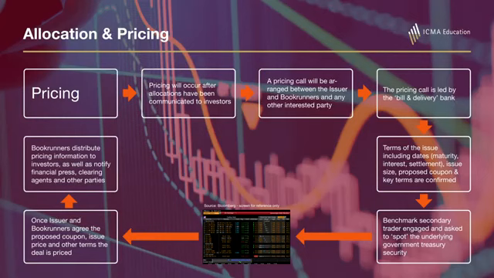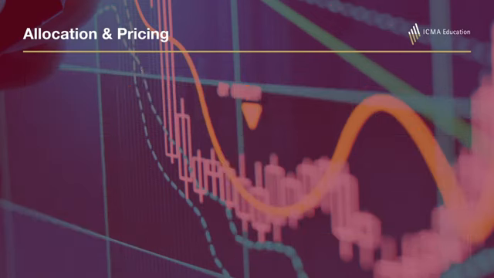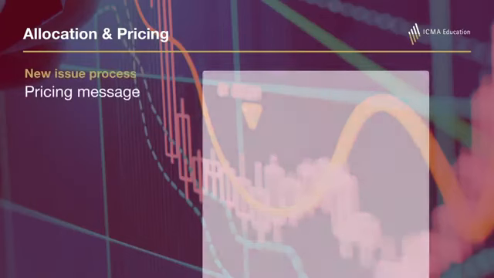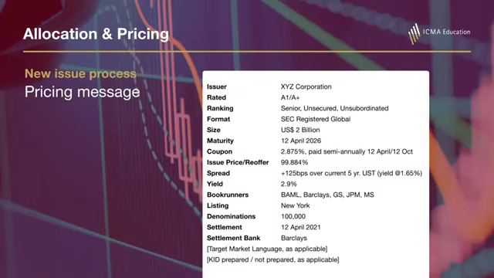And at the same time as given to the investors, the book runners will also notify the financial press, so the likes of Reuters, Bloomberg, IFR, etc., as well as any other parties involved, such as the clearing agents that will be involved in the settlement process. And then usually a round of applause at the end of the pricing call. And then just to finish, if we look here at an example of a pricing message that would be sent out to the investors and to the street.